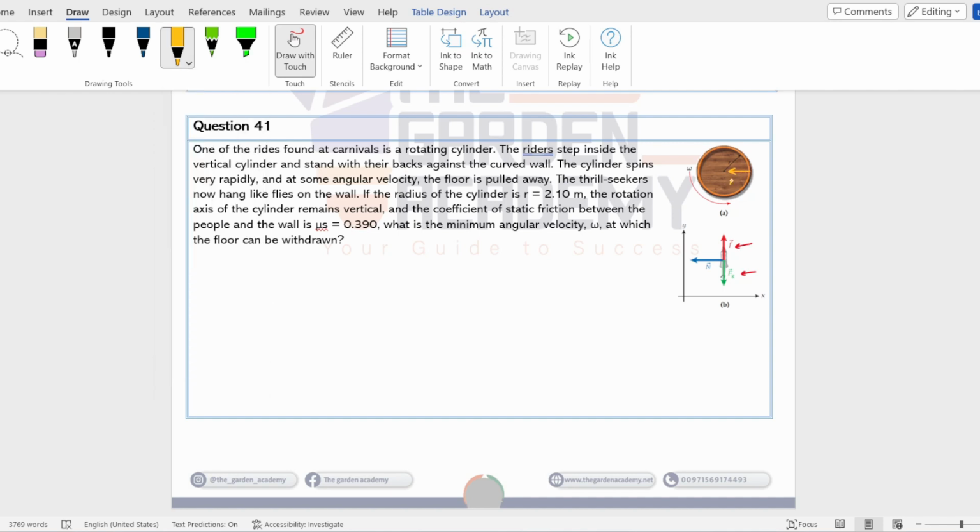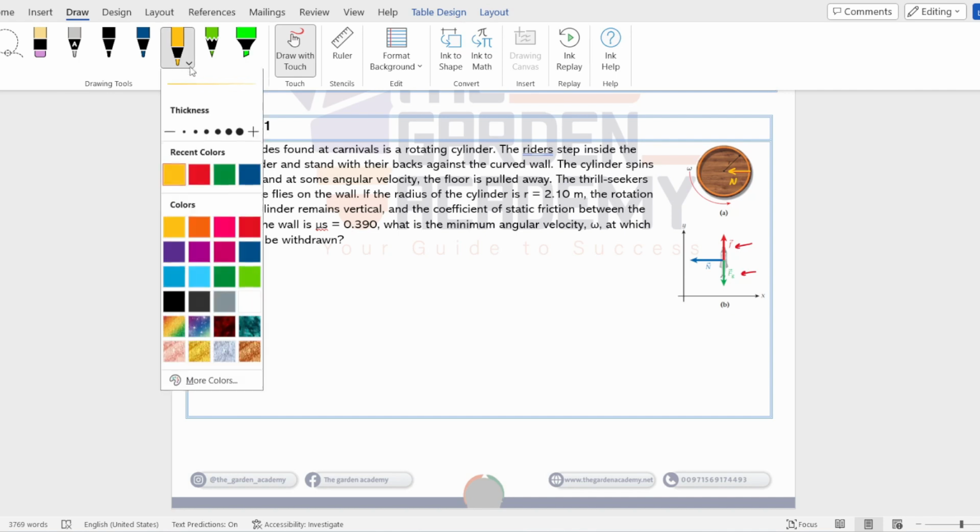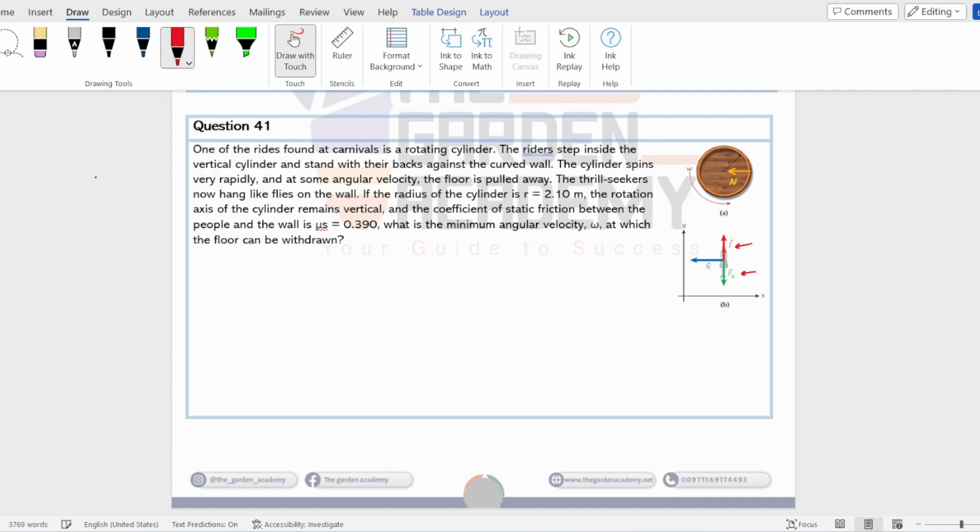So this is the normal force. Right. Now, how to solve this question? First of all, we should know that the centripetal force in this question is equal to the normal force. Now, what is the centripetal force? We can write down the equation as follows. Since we want to find the angular velocity, we better say that Fc is equal to m omega square times r, which is equal to the normal force.